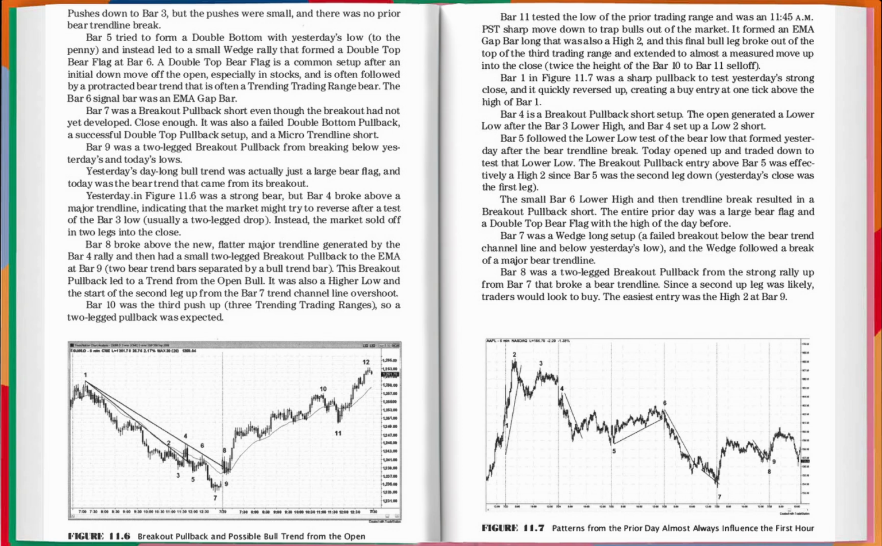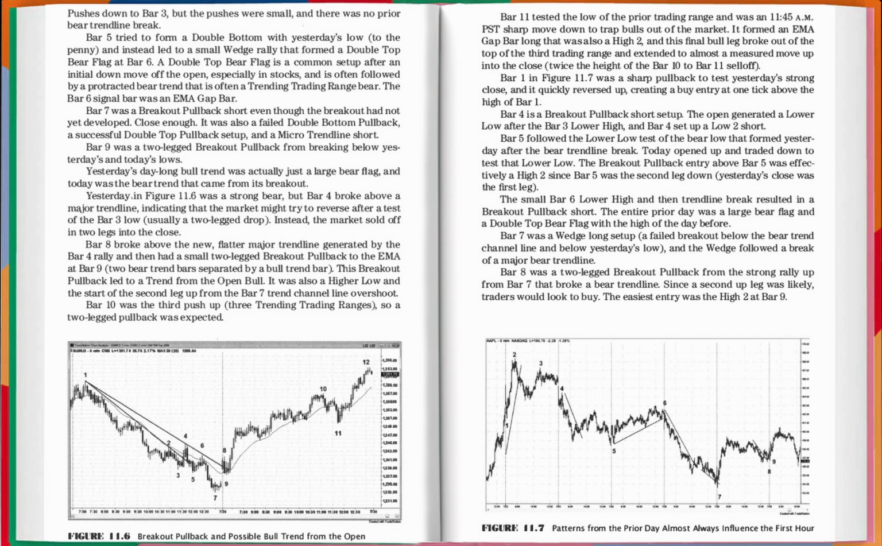Bar 8 broke above the new, flatter major trendline generated by the bar 4 rally, and then had a small 2-legged breakout pullback to the EMA at bar 9, 2 bear trend bars separated by a bull trend bar. This breakout pullback led to a trend from the open bull. It was also a higher low and the start of the second leg up from the bar 7 trend channel line overshoot. Bar 10 was the third push-up in 3 trending trading ranges, so a 2-legged pullback was expected.